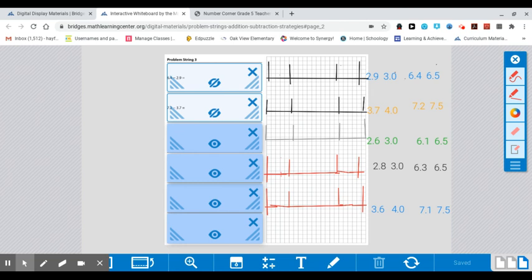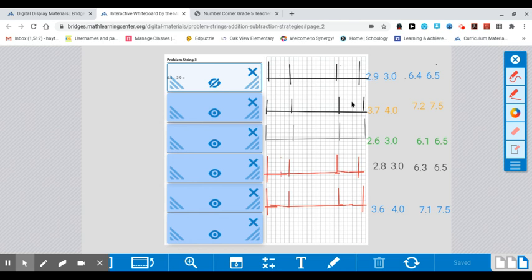It is using the constant difference strategy, which involves creating an equivalent problem that is easier to solve by making the same shift for both of the numbers in the problem to make it easier to subtract. Let's look at problem number 1. Please make sure you write down these notes because I will be checking them in your math notebook when we meet again. Our first problem is 6.4 minus 2.9.